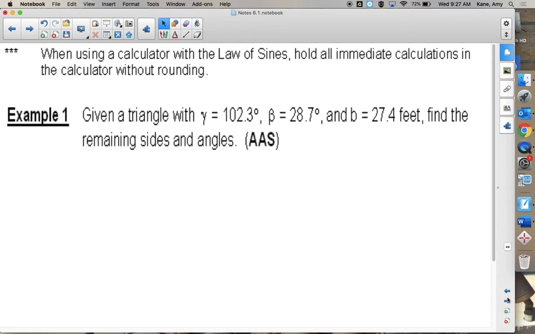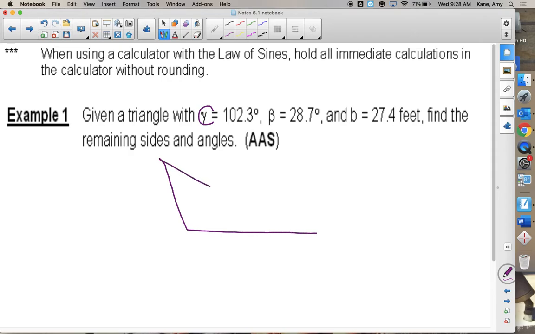So we have a triangle. That little guy here is a lambda. We'll just make it a C. So we have angle C being 102.3 degrees. Angle B is 28.7, and then side b is 27.4 feet. It says find the remaining sides and angles, and this is an angle-angle-side case. So we're going to draw a little diagram. This angle is obtuse, so your diagram should kind of mimic the information that you're given. If you're given an obtuse angle, then we can make the diagram match that angle.